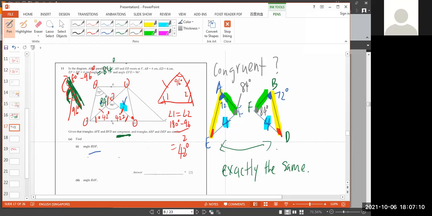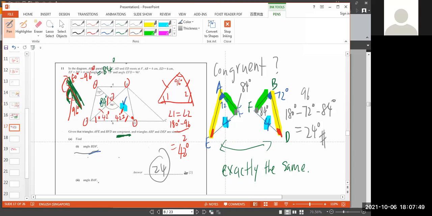This is 72. So they ask you to find the red one, right? So the red one is actually 180 minus the 72, then minus the 84. This is 24. Do you get 24? For BDF. I got 24 and 42. So actually the part 1 should be 24 degrees. They already have the degree here, so you don't need to write the degree another time.